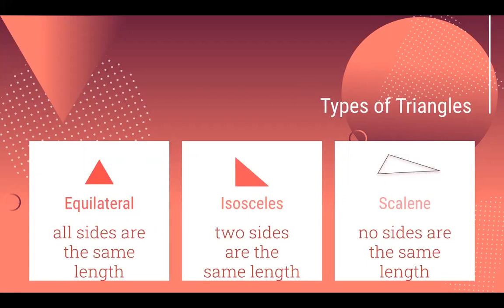Equilateral triangles, all 3 sides are the same length, as you can see with the example there. An isosceles triangle, 2 sides are the same length. So this one side and this side are the same length. And a scalene triangle, none of the sides are the same length. Okay, so one way to remember is equilateral has the word equal in it, so they are all equal.